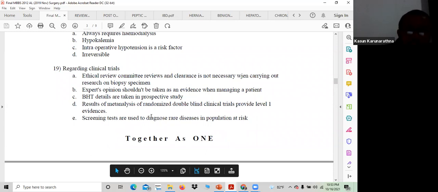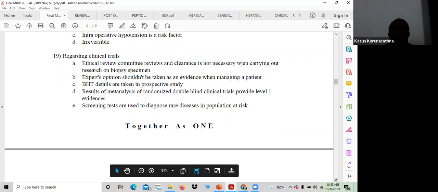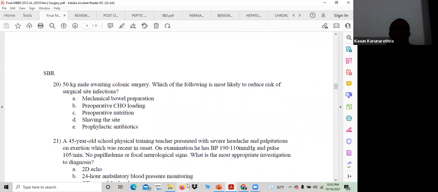Screening tests are used to diagnose rare diseases. We don't do clinical trials on rare diseases, right? Screening tests are used to diagnose rare diseases in a population at risk. That's false. That's your statistics. Do you get statistics questions in your paper?